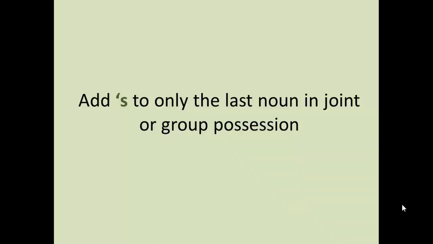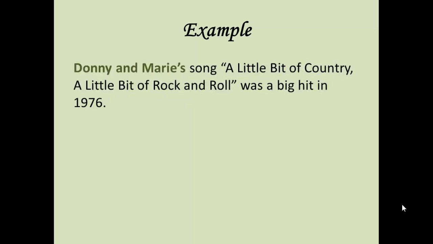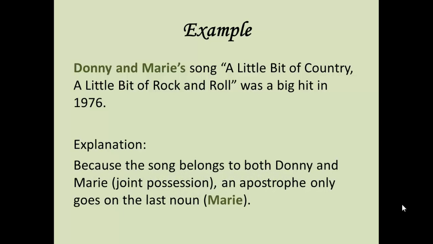Rule 3. Add an apostrophe S to only the last noun in joint or group possession. An example of Rule 3 follows. Donnie and Marie's song, A Little Bit of Country, A Little Bit of Rock and Roll, was a big hit in 1976. Because Donnie and Marie own the song together, or they sing the song together, it's joint ownership. And to show this as possessive, all I need to do is add apostrophe S to the last item of the group ownership. Those 3 rules will help you form possessive nouns every time.